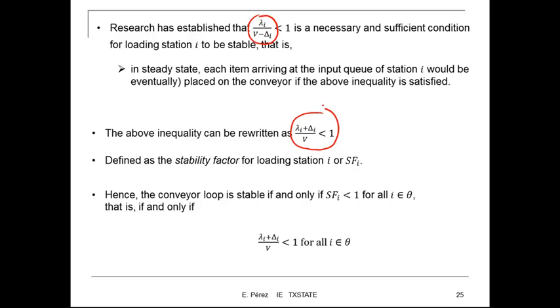This is defined as the stability factor for loading I, or SFI. So the stability factor. Hence, the conveyor loop is stable if and only if the stability factor is less than 1 for all values of I. That is, if and only if this ratio is less than 1 for all the stations.